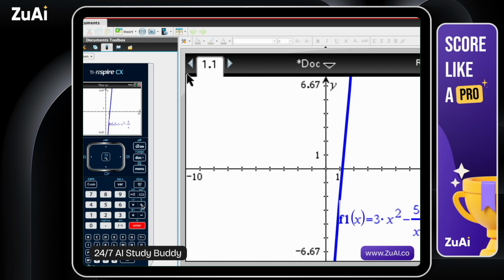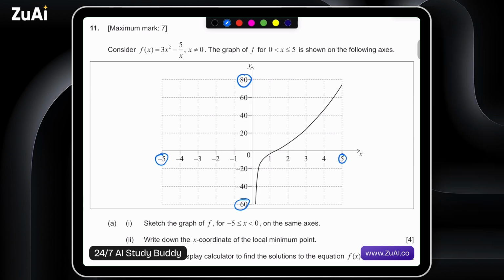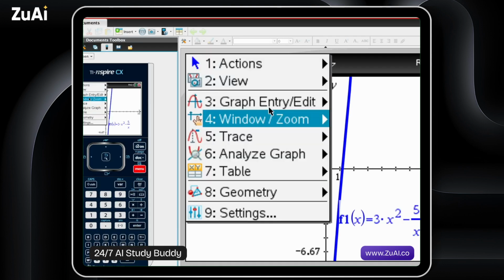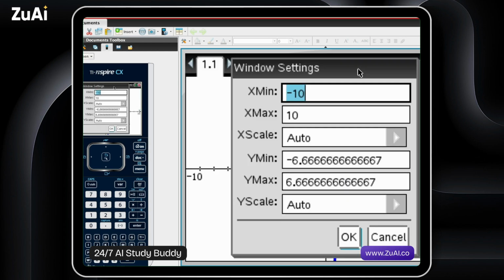Just returning to the document for a sec, we see we have a window where the x value has a max of 5 and a min of negative 5, and a y value min of negative 60 and a max of 80. If we want to create a mirror replica, a carbon copy of this, let's get the windows the same, and it's going to help simplify things.